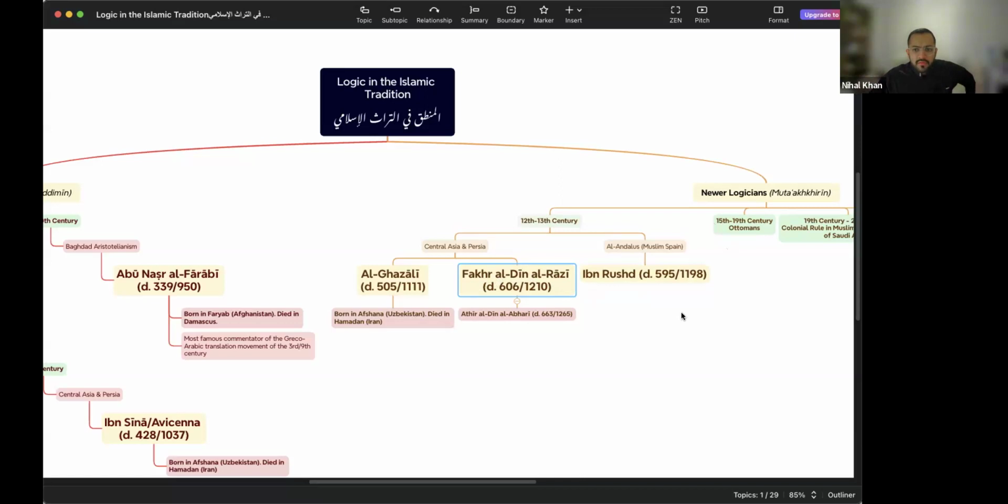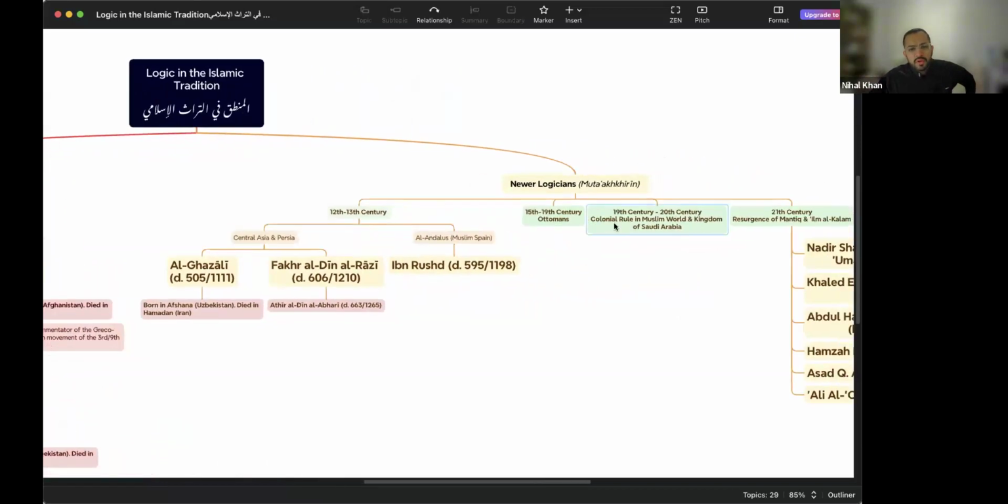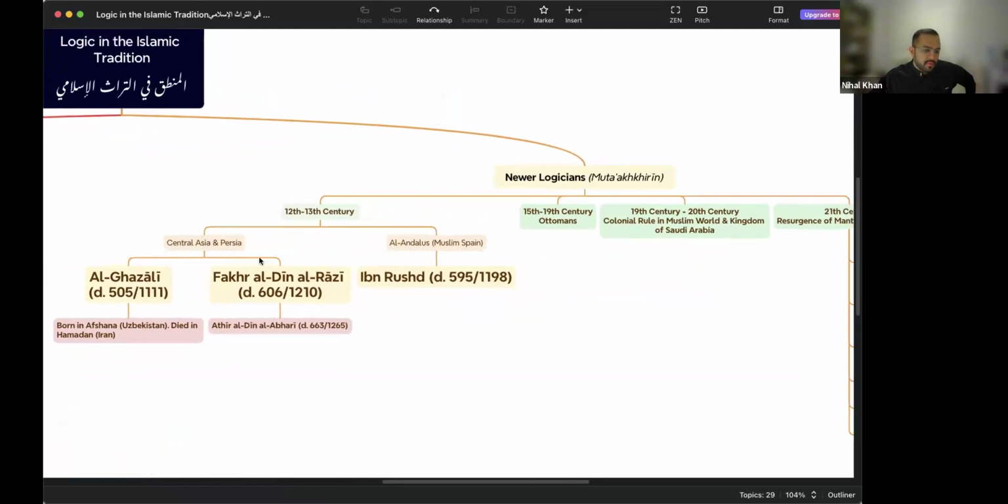And then if we go down over here, we have the newer logicians, the mutaakhirin, right? Or we're still talking about the mutaakhirin. But these are much later people. I think this should have been mutaqaddimin. I think I messed that up. But you have the Ottomans who, for 400 years, taught, preached, and understood logic very well.